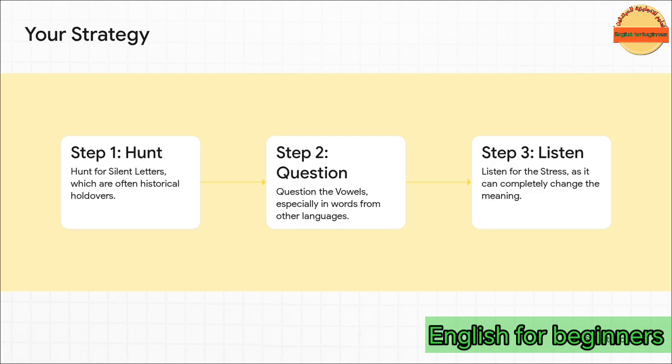Always be on the lookout for those silent letters, those historical holdovers. Step 2, be a vowel skeptic. Question them, especially if a word looks like it's been borrowed from another language. And step 3, be a musician. Listen for the rhythm, listen for the stress, because that's where the meaning lives.